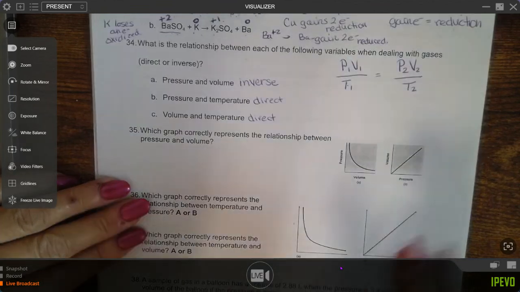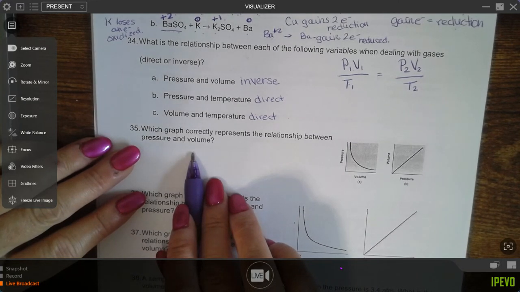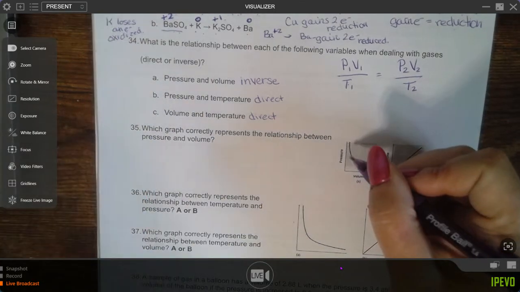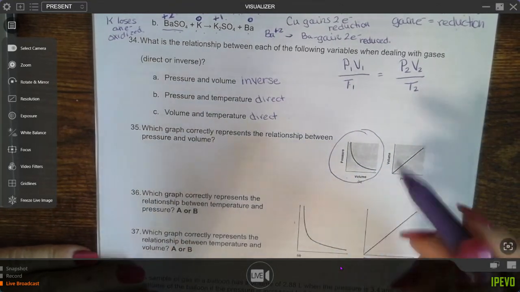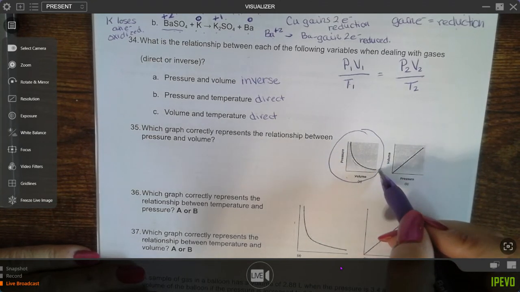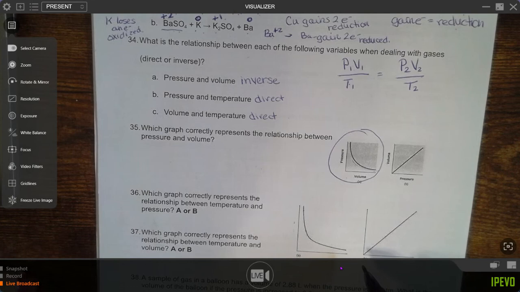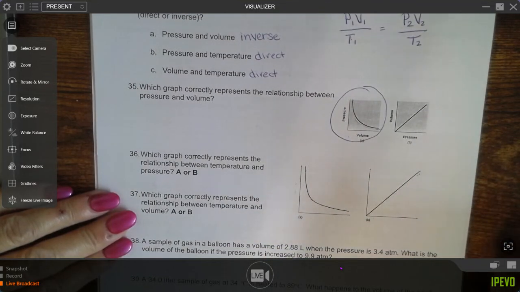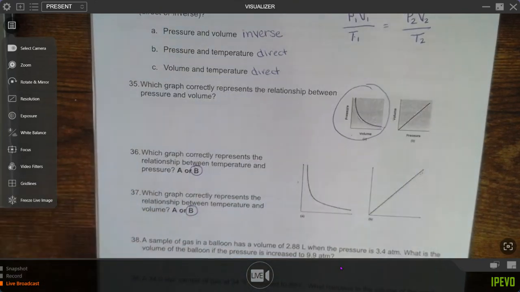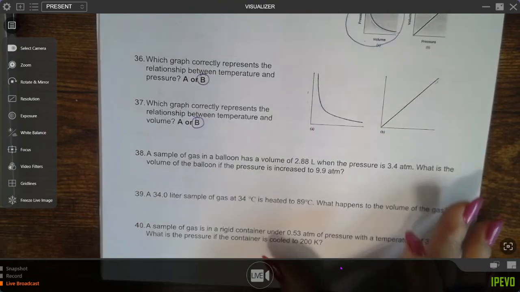So if we wanted to look at these graphically, this one says which graph correctly represents the relationship between pressure and volume. Since they're inverse, this graph is a better representation because, as you can tell, as pressure goes down, volume goes up. And for the other two relationships, pressure temperature and volume temperature, those are both going to be a direct relationship. If one goes up, the other is going to go up. So that would be B for both of those. So guess what? You will see one of those graphs on the final, and it will ask you about that relationship.